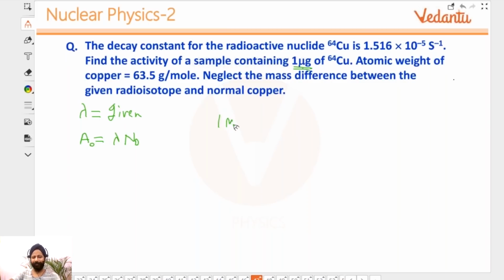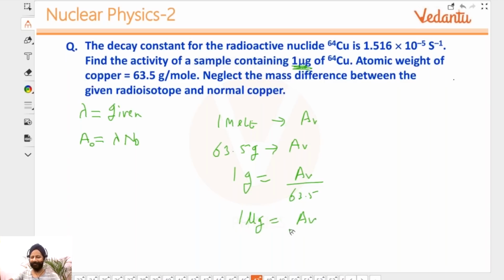Okay? So what is there in 1 mole? 1 mole is basically the Avogadro's number, right? Those number of molecules or the nuclei you have in 1 mole. So 63.5 grams has Avogadro's number of molecules. So how many will there be in 1 gram? In 1 gram there will be Avogadro's number divided by 63.5. But we are talking of 1 microgram. So how many nuclei are there in 1 microgram? Avogadro's number divided by 63.5 multiplied by 1 microgram. These are the number of nuclei that you have.